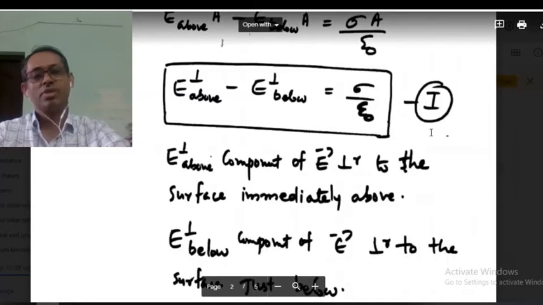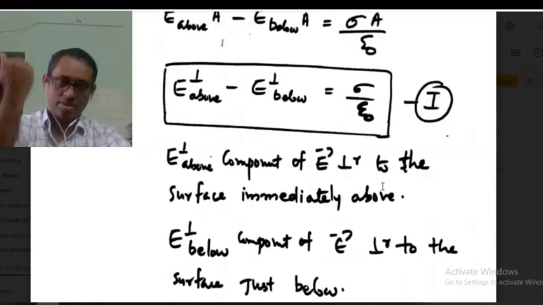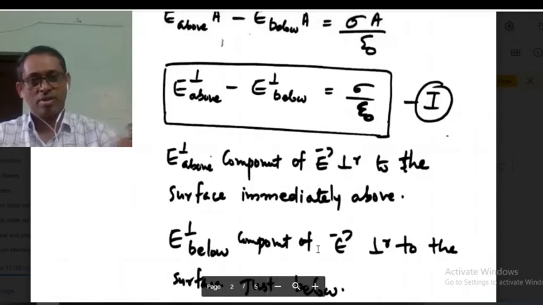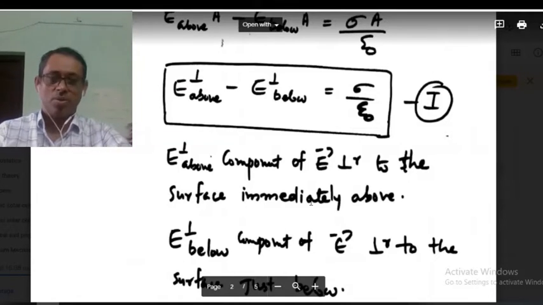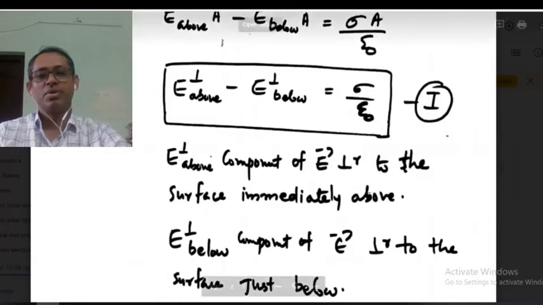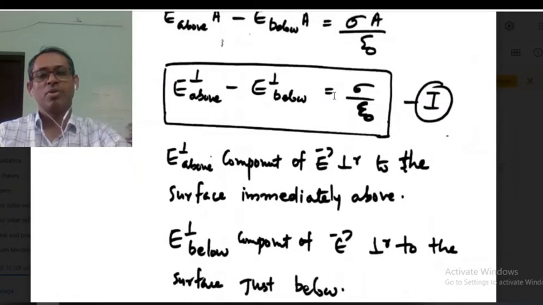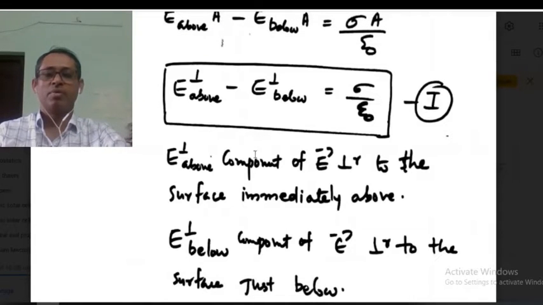So this is the first boundary condition that we get. E perpendicular above is the component of the electric field perpendicular to the surface immediately above, and E perpendicular below is the component of the electric field perpendicular to the surface just below. So we see this is not equal to 0. E perpendicular above minus E perpendicular below is not equal to 0. If it were 0, these two would be the same. E perpendicular above would be equal to E perpendicular below.